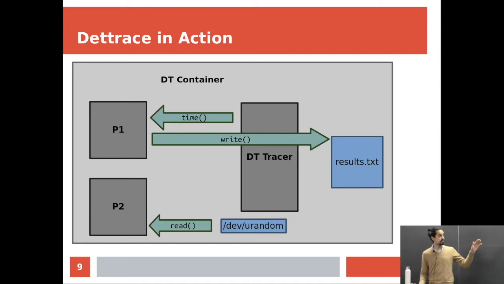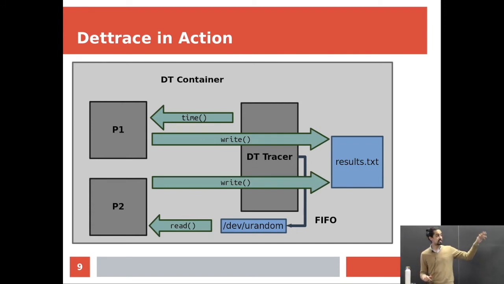Here, when we read from this file, instead of reading from the actual system file, we're going to read from the file implemented inside our container, which is connected to the tracer via FIFO. So we're actually going to be able to decide what bytes this process ends up reading, and we're going to be able to give it some pseudo-random bytes that are reproducible every time we run this program.